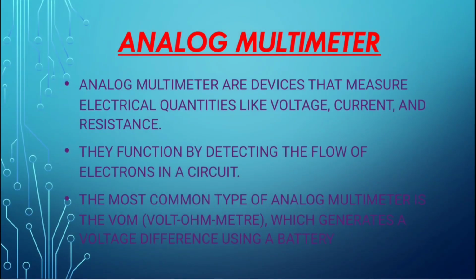Thank you. Hello everyone, this is Yash Khandelwal and I am going to talk about what an analog multimeter is. First thing, an analog multimeter is a device used to measure electrical quantities like voltage, current and resistance. Second thing is that it detects how electrons flow in a circuit.